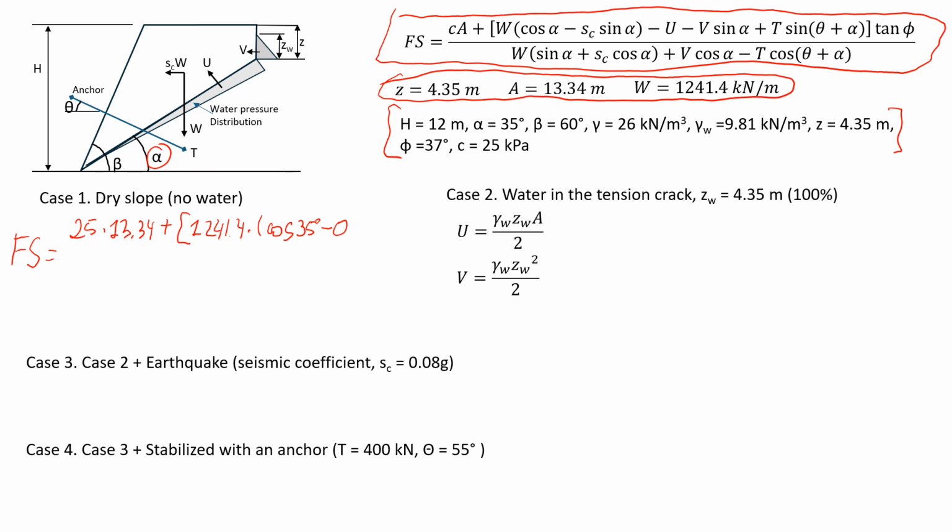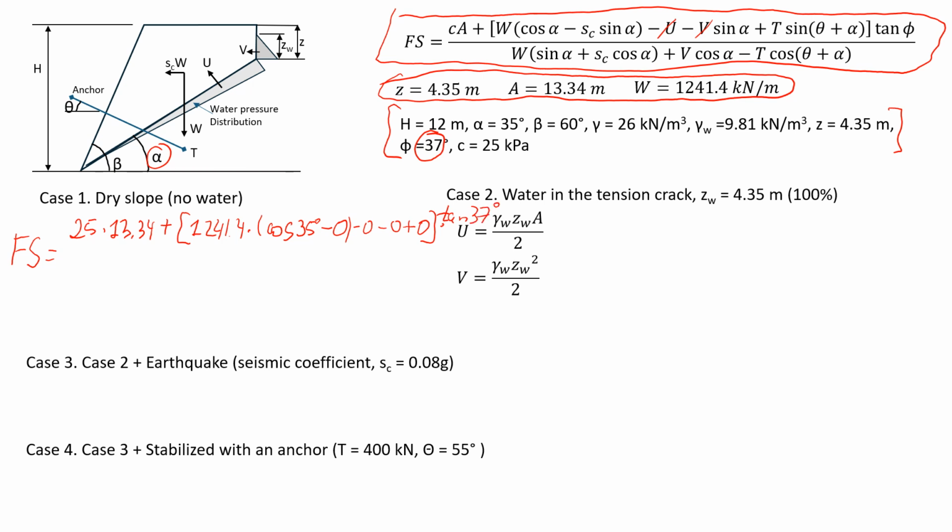So these values of U and V, there is no water pressure, so it's going to be minus 0, minus again 0 for water pressure, then plus 0 because we don't have any anchors force. And in the end, we are going to multiply it by the tangent of the friction angle of the rock mass, which is given as 37.